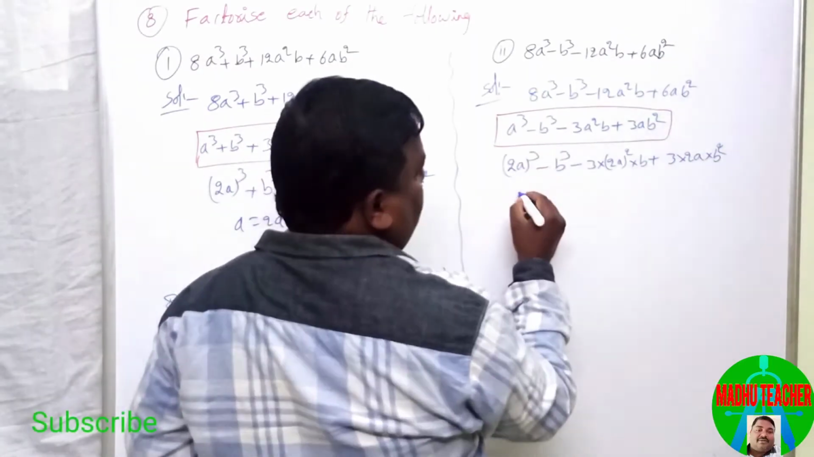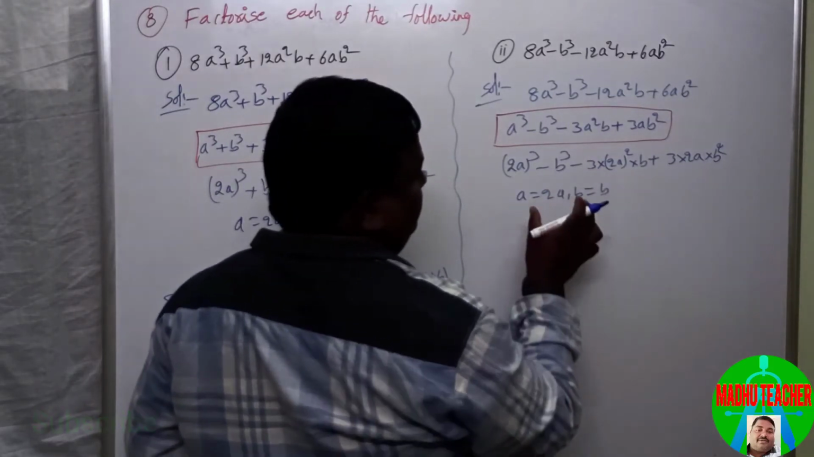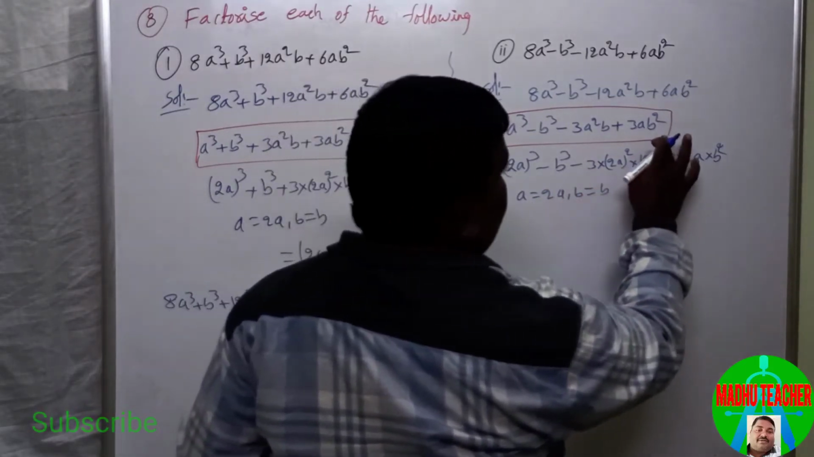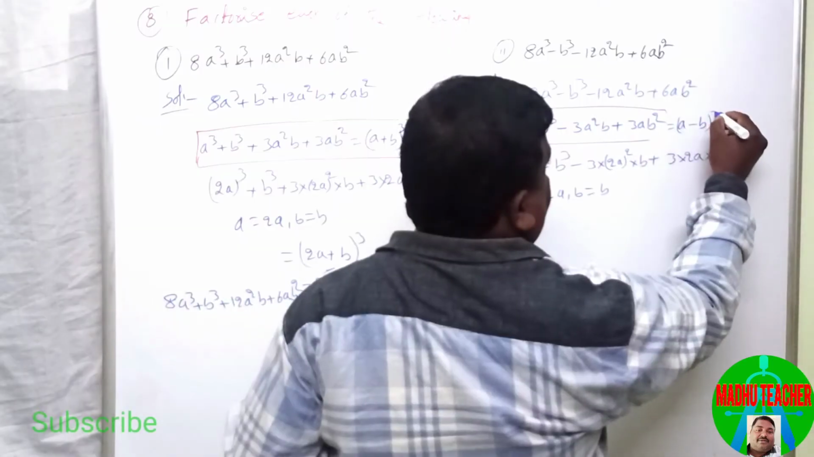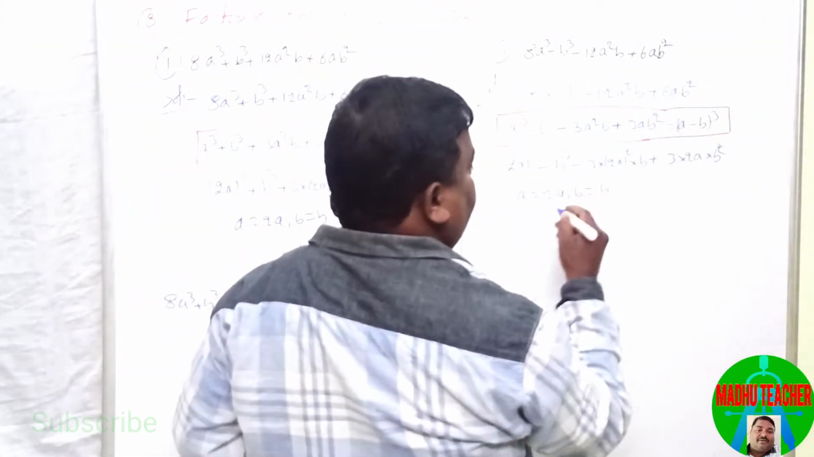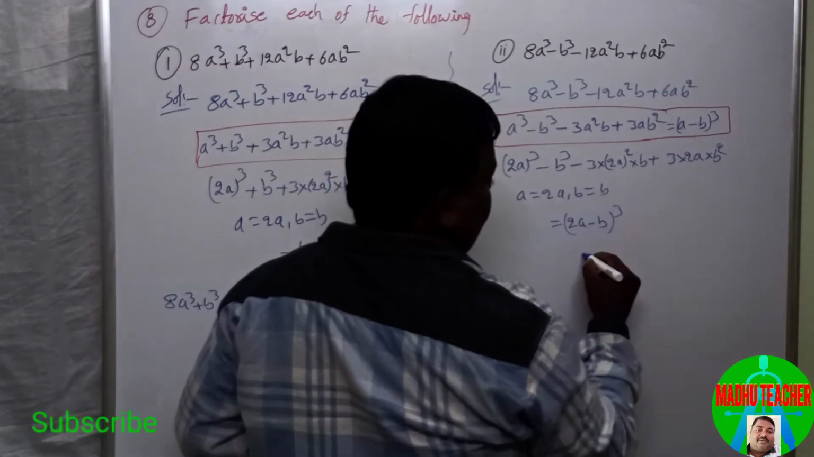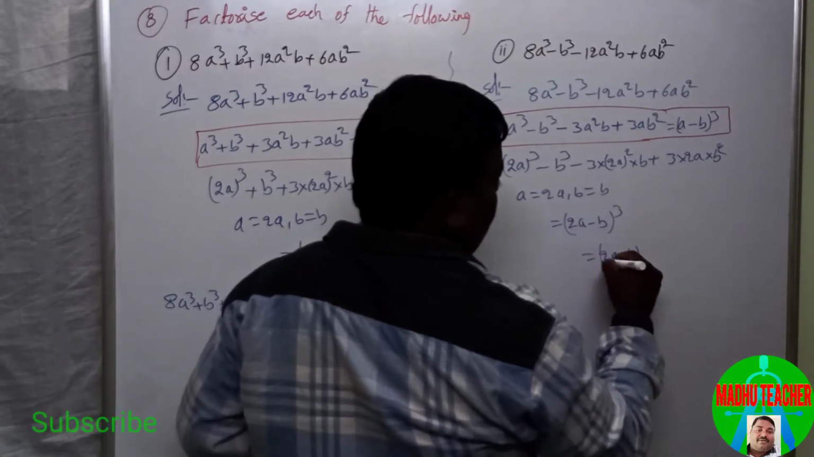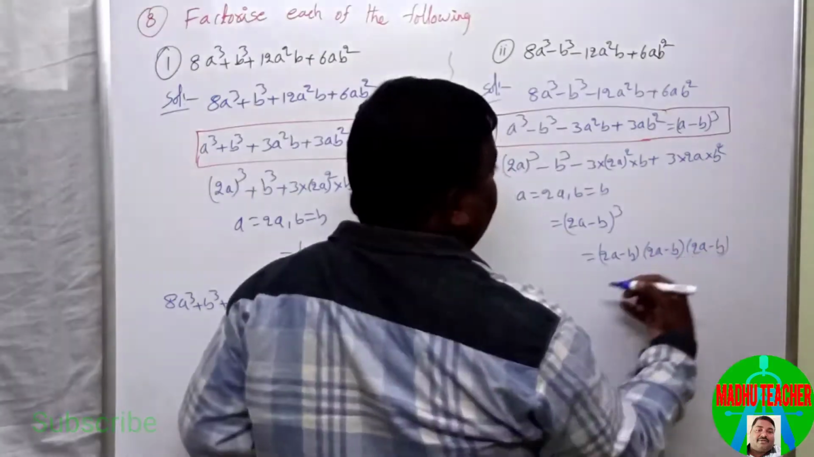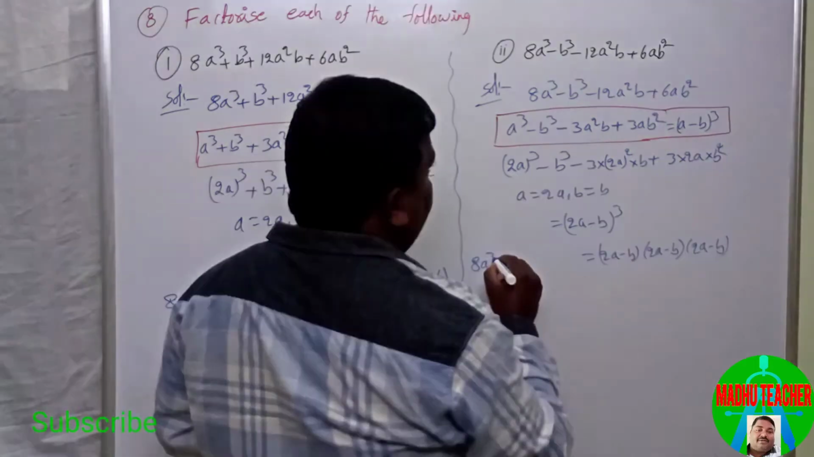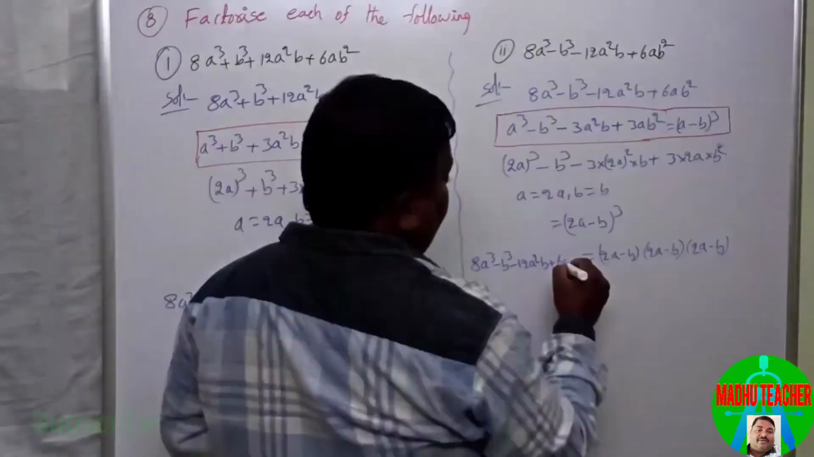So by comparing these two, a equal to 2a and b equal to b. By substituting these values, the formula is (a minus b) whole cube. So by substituting these values at right side, you will get (2a minus b) whole cube, that equals (2a minus b) into (2a minus b) into (2a minus b). That is 8a cube minus b cube minus 12a square b plus 6ab square equal to that.